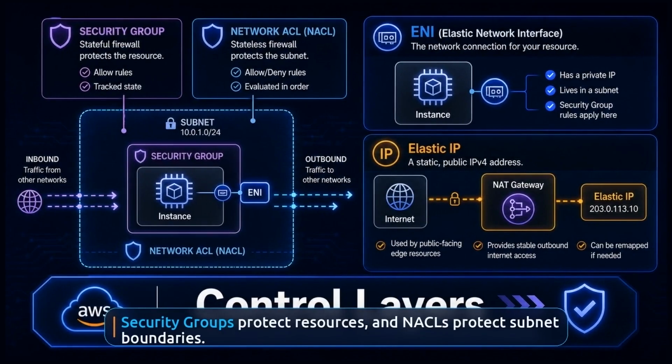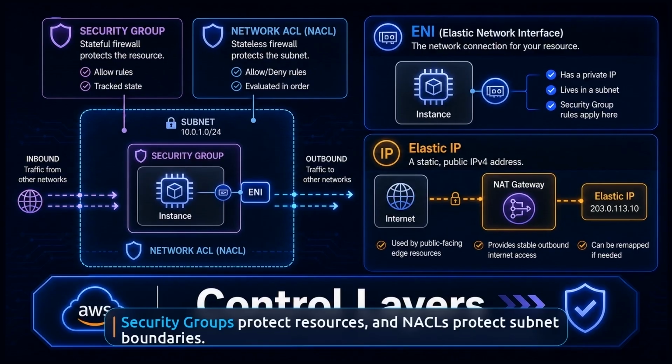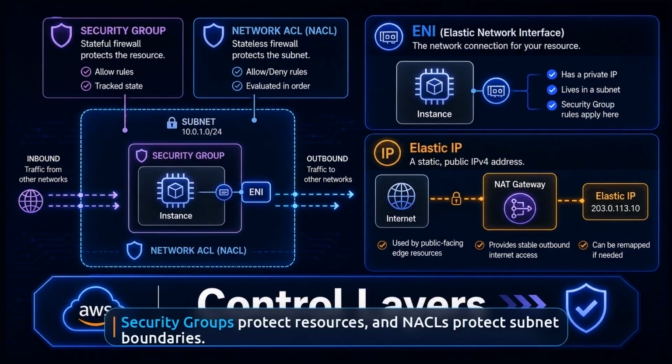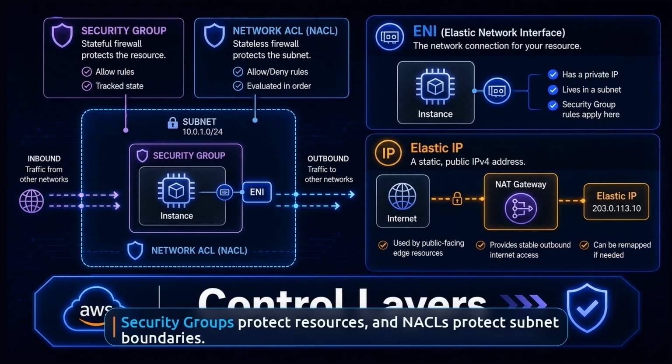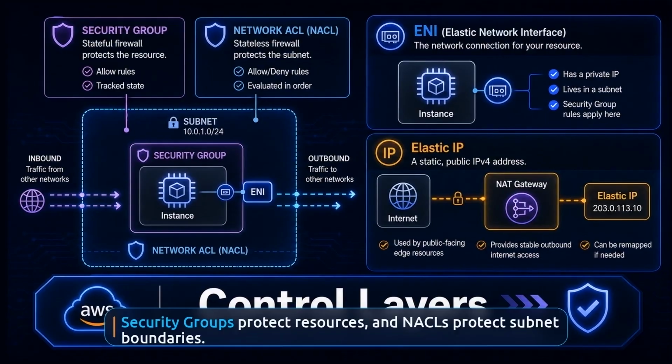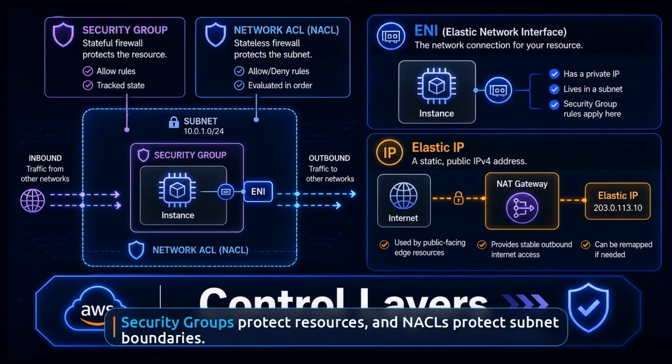Once routing is clear, we need to talk about traffic control. A security group is the firewall around the resource. In AWS terms, that usually means it protects things like EC2 instances, load balancers, or ENIs attached to managed services. The useful mental model is simple. Which inbound and outbound conversations should this resource be allowed to have? A network ACL or NACL sits at the subnet boundary instead.